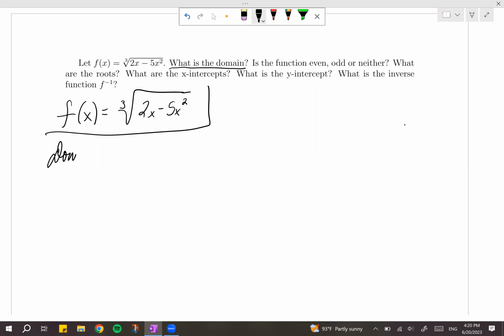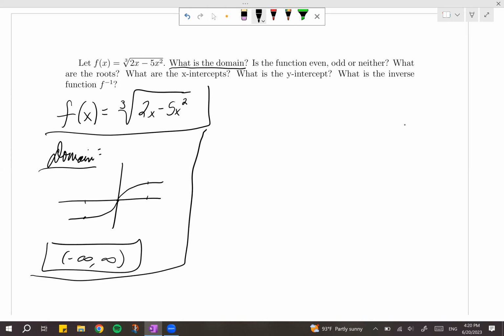So when we're looking at the domain for problems like this, if this was a square root, not a cube root, we would do the stuff inside greater than or equal to 0. But if you remember what the graph of the cube root looks like, it looks something like this. So for every x value, there's a y value. Even for 0, there's a 0. For every x value, there's a y. So our domain goes from negative infinity to positive infinity. All right, so that's our domain.